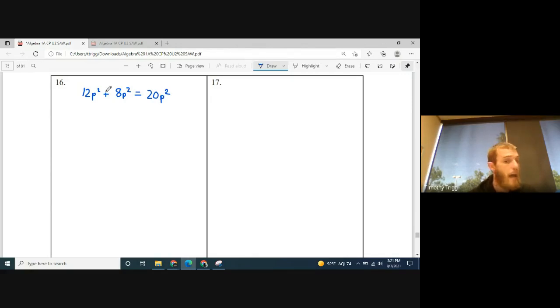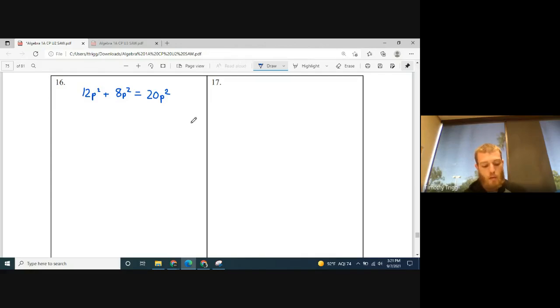Okay. You do not add these powers. Don't put p to the fourth. You do not add these powers, only if we're multiplying. If we were multiplying these two together, then you would add the powers. But when you're adding or subtracting, don't do that. It just stays p squared. Okay. Very similar to adding or subtracting fractions. You don't add the denominators.